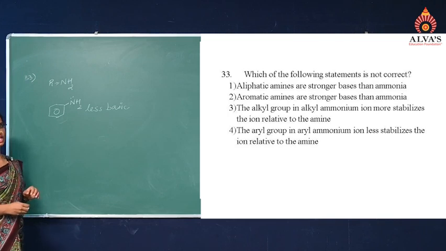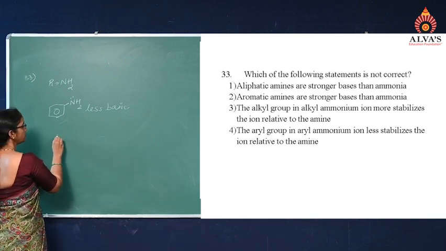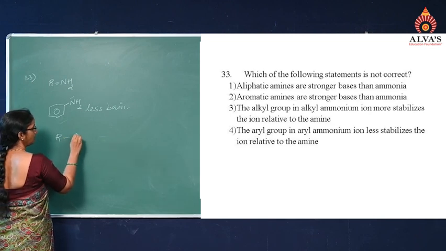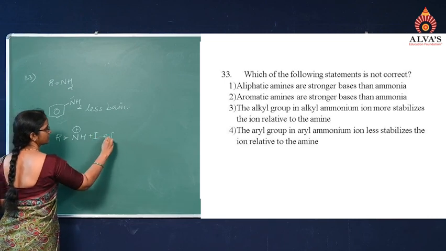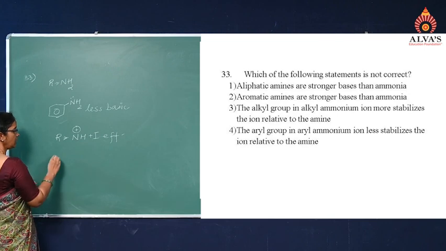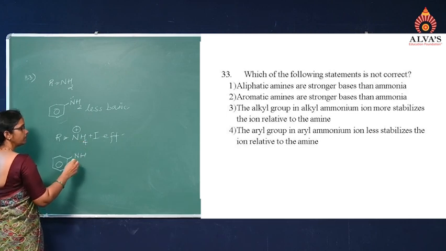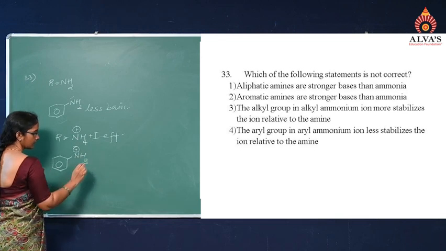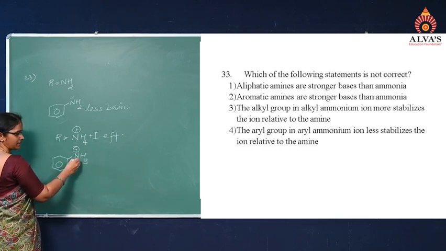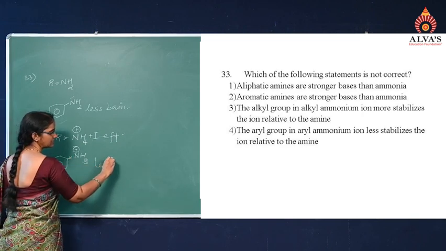Option 3 says alkyl group in alkyl ammonium ion stabilizes the ion relative to amine. Yes, because in case of alkyl group, because of its plus I effect, the ammonium ion will be stabilized. That is true. Whereas, if there is an aryl group attached to the ammonium ion, the molecule will not be stabilized because the benzene ring is pulling the electrons due to minus M effect. Therefore, it is less stable.